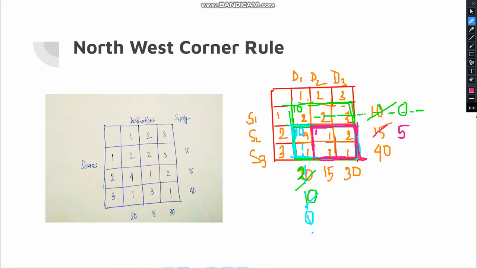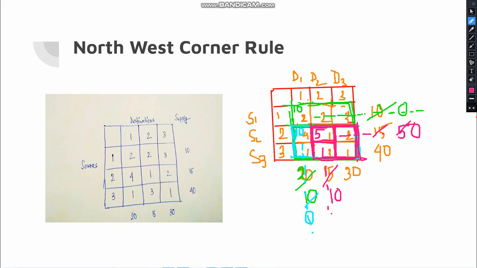Because for this matrix, the northwest corner is this cell, so we allocate 5 here. So this becomes 0 and this becomes 10. And now you can see that this has been completed. Now only this part of the matrix is remaining.